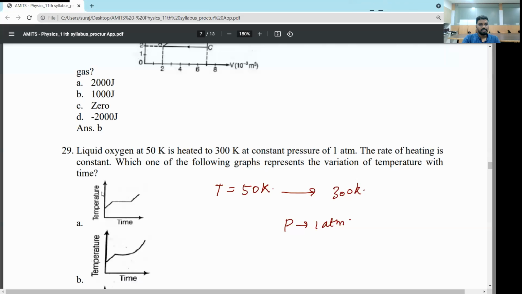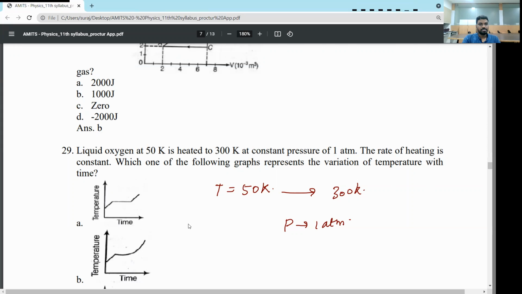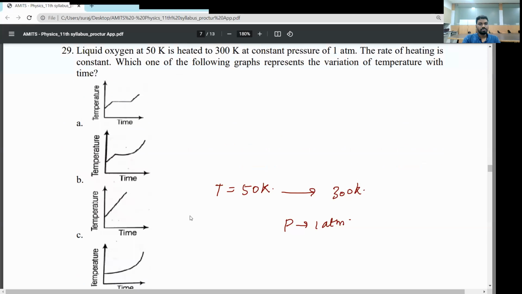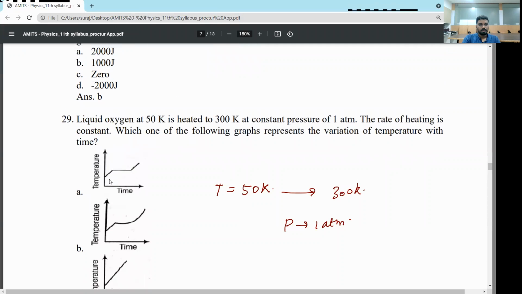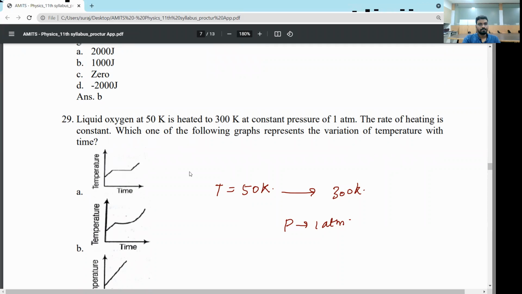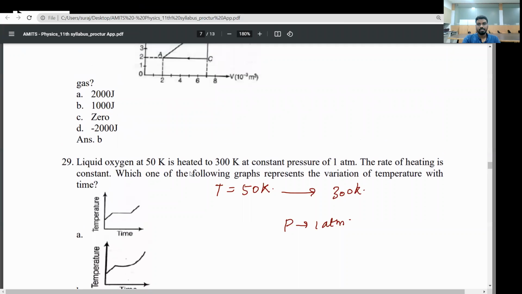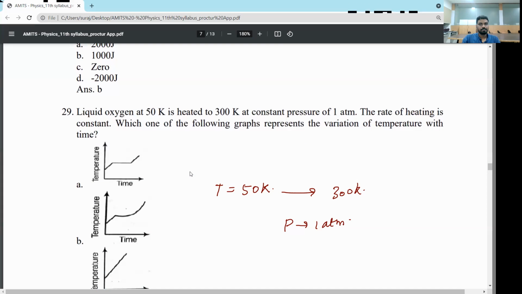So in the first example, what is given? At t equal to 0, it is already having some temperature. Then temperature has increased. After that, temperature becomes constant. Again, temperature will increase. Why? Rate of heating is constant. Option A.